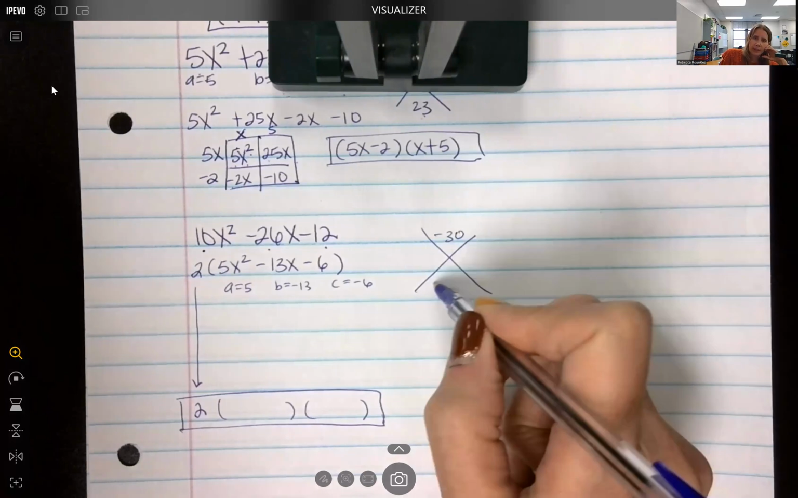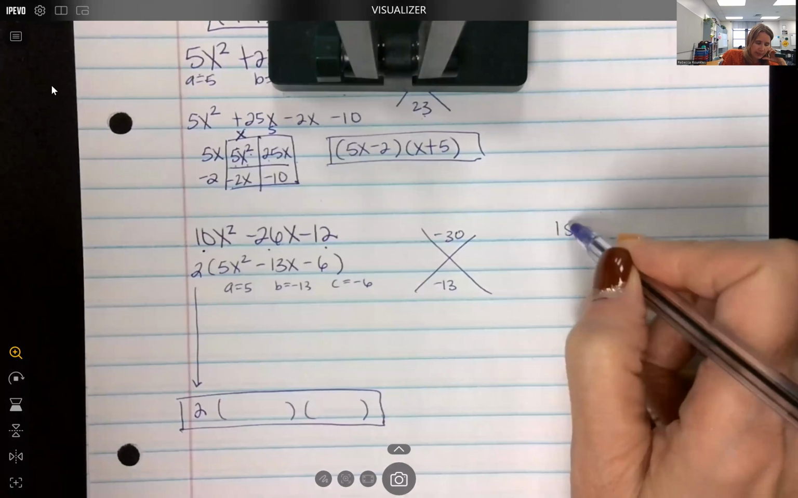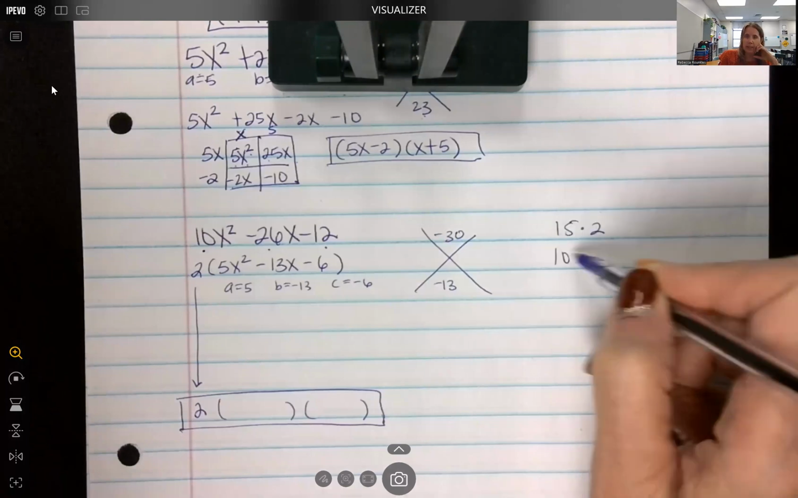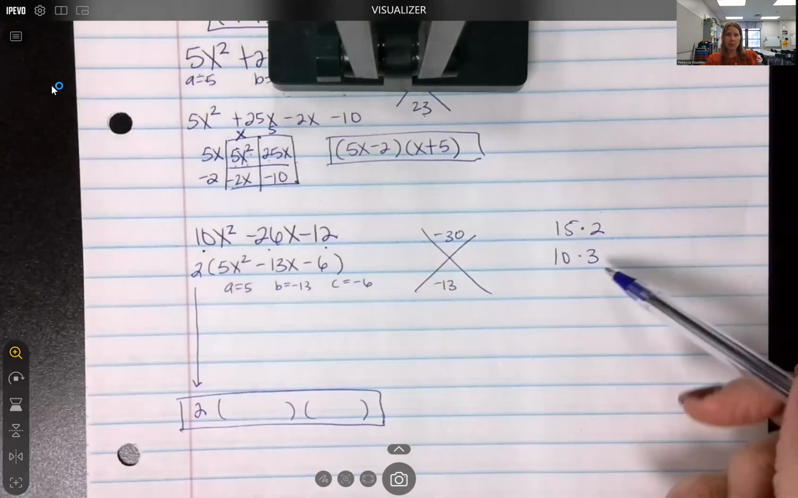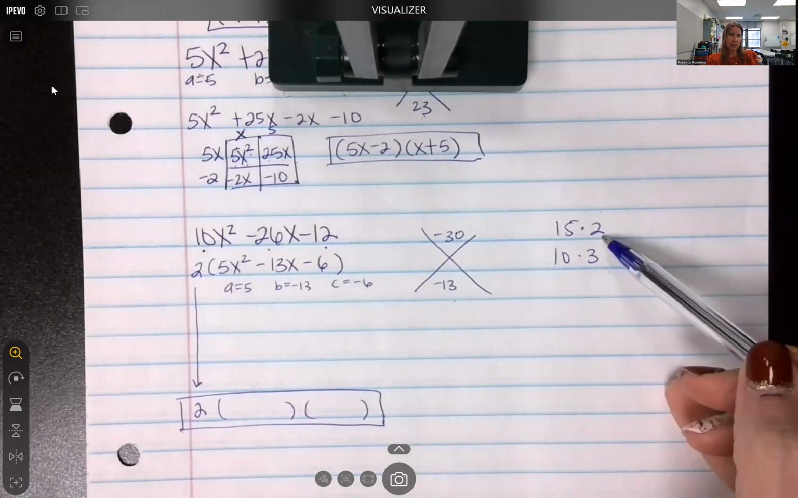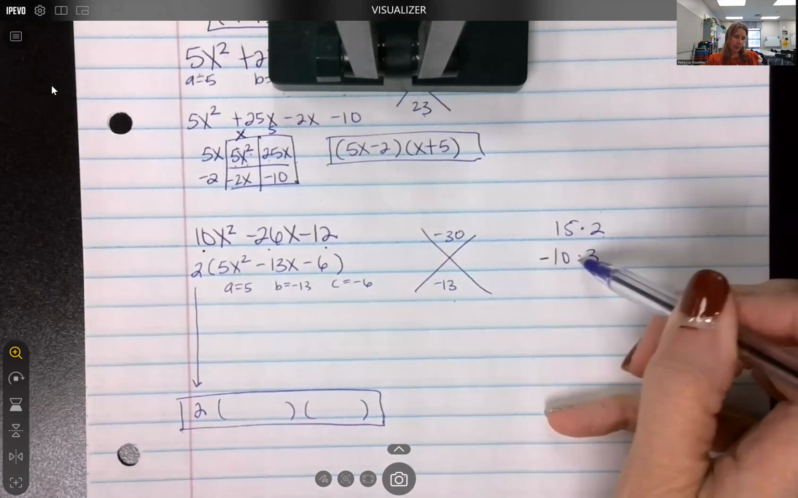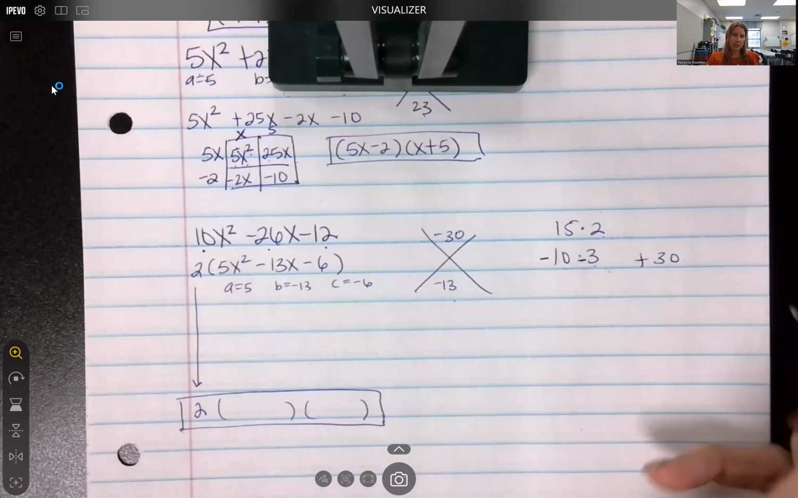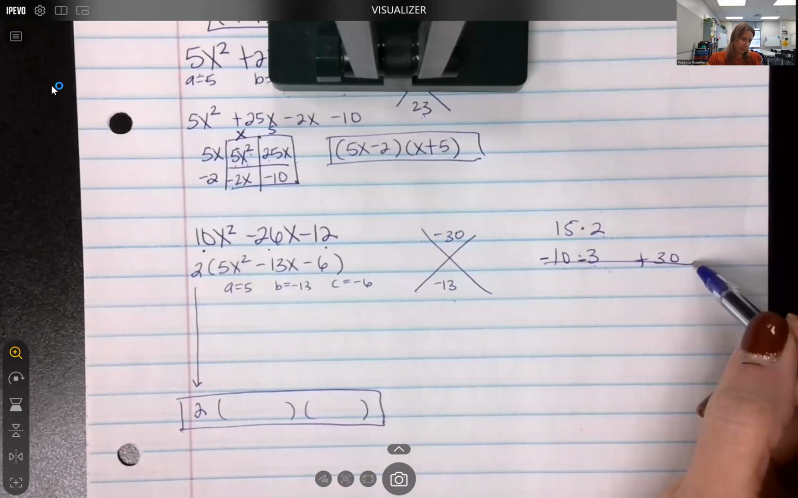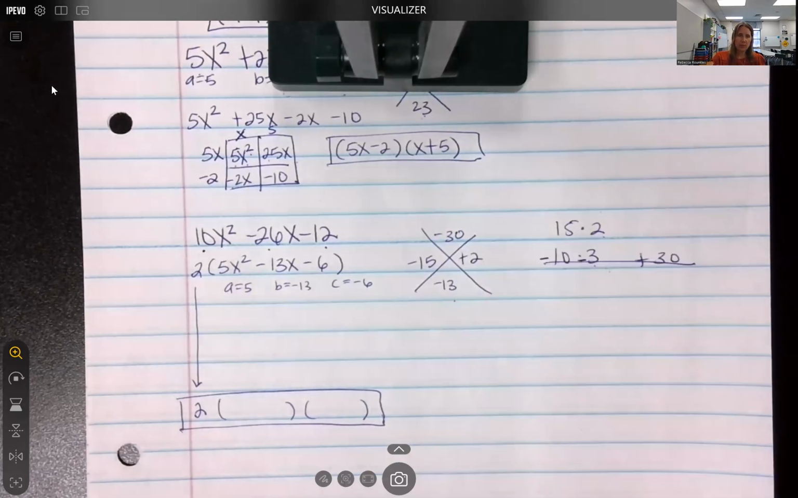All right, now I'm going to write down the 15 and the 2 and the 10 and the 3, because I want you to recognize there's 2 ways that I can get 13. I can either subtract 2 and get 13, or I can add 10 and 3 and get 13. And since they're negative, this would both have to be negative. But if I multiplied 2 negatives together, I'd get a positive 30. So the 10 and the 3 will not work. So I have to use the 15 and the 2. Negative 15 and positive 2 is how I'm going to get that middle term to be negative.